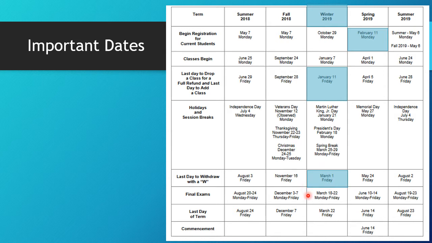And the last day to withdraw with a W in the class is Friday, March 1st. We have our final exams here on this week, March 18th through the 22nd, and the last day of the term is technically March 22nd, but if you look at the due dates in the course, your final is actually due on March 21st. So those are the main dates for this course to keep in mind, and don't forget in February, Monday 11th, you can start registration for spring term. So that's another important date to keep in mind coming up here in just about another month.